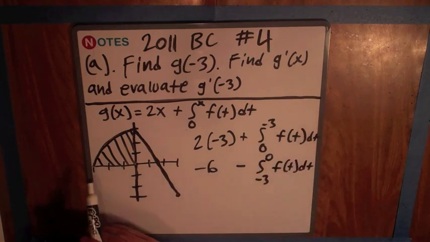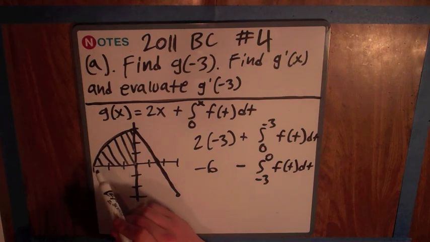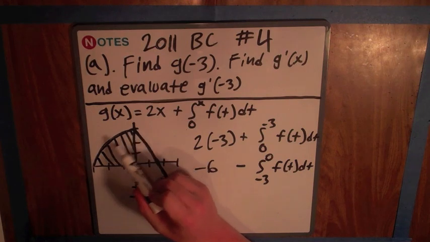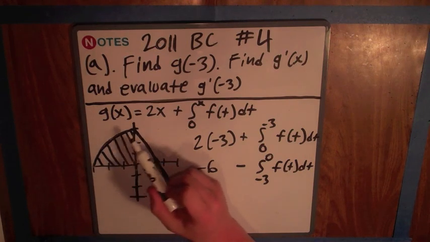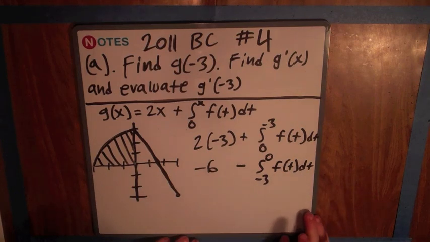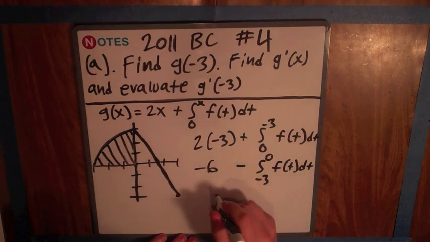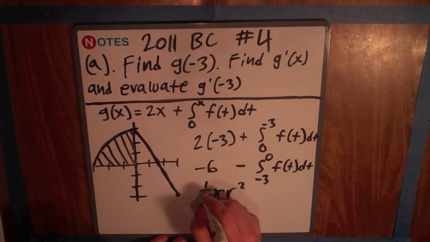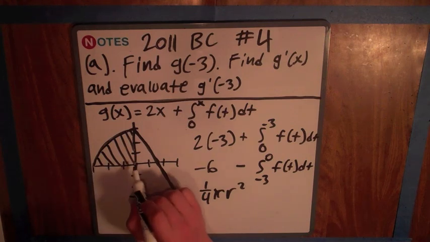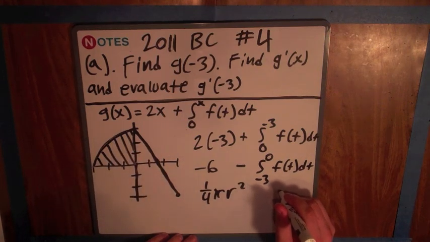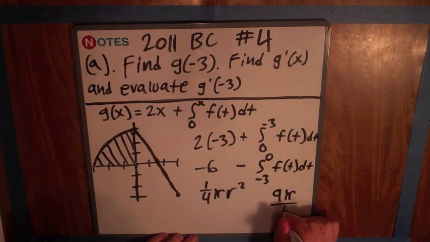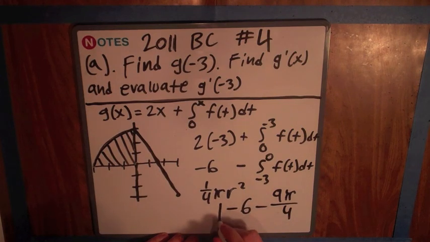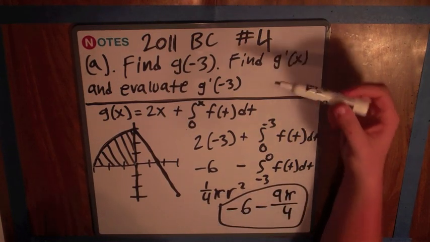So now I'm integrating from -3 to 0 of f of t, which is this region, which nicely is right under the circle, or quarter of the circle, that they told us about earlier in the problem. Because this is a circle, we can use pi r squared, but because it's a quarter, we need to quarter that. Plugging in 3 because it's our radius, we get 9 pi over 4, so that's minus 9 pi over 4, and bring down our -6, and that is g at -3.